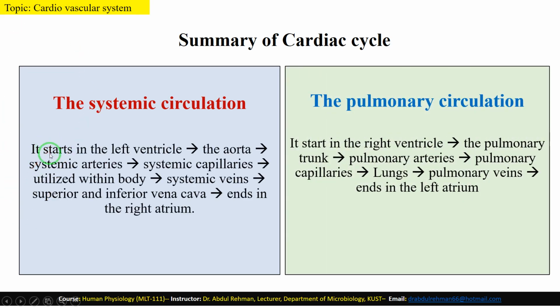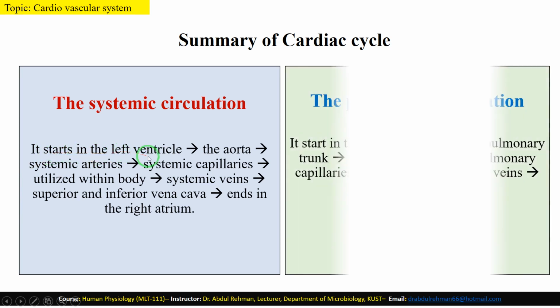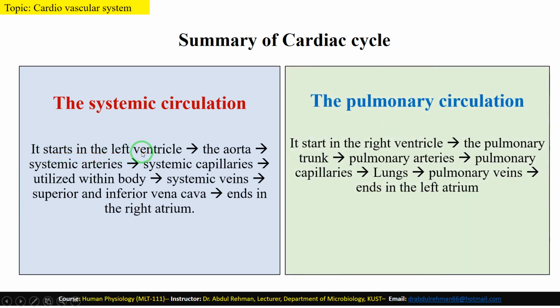In systemic circulation, it starts in the left ventricle. From the left ventricle, the blood is allowed to pass into the aorta. And from the aorta, the oxygenated blood is passed to the systemic arteries and systemic capillaries, and then it is utilized within the body.